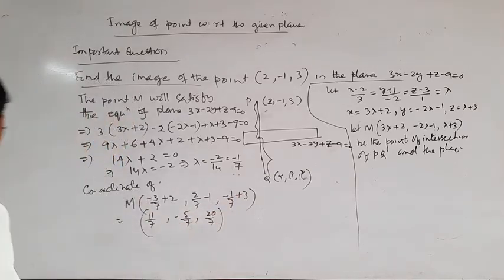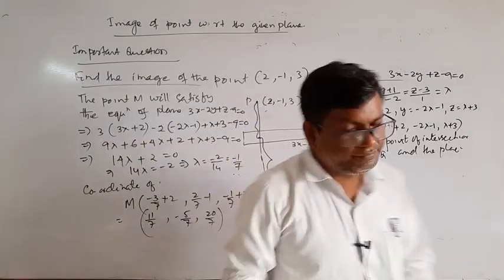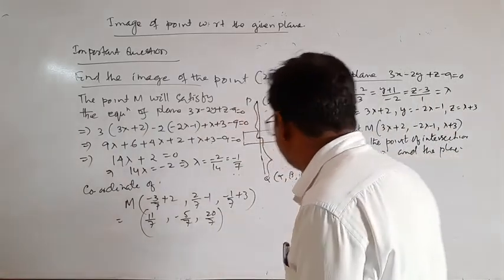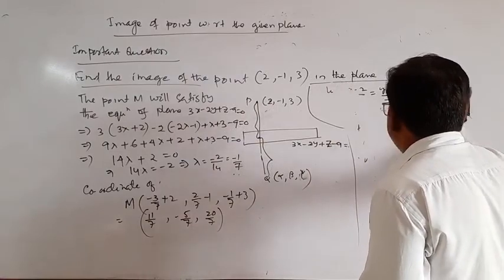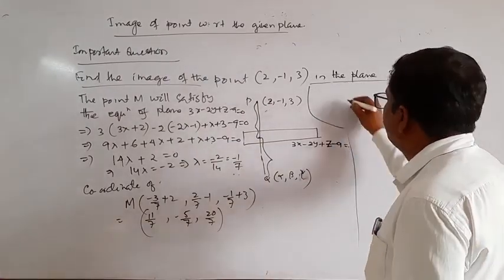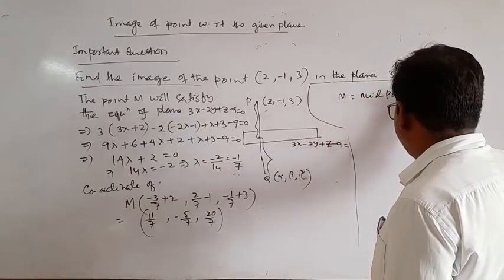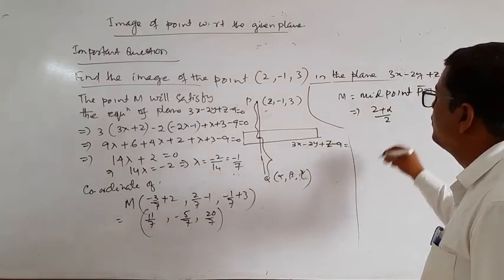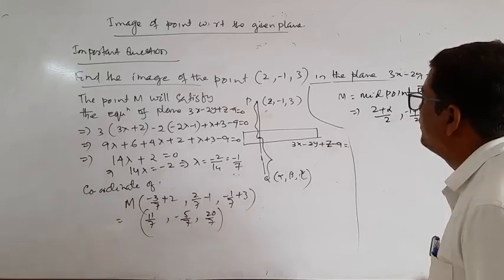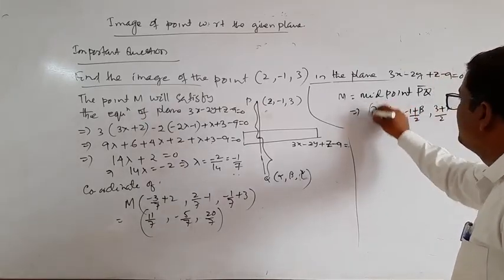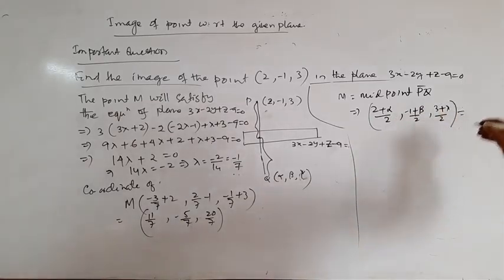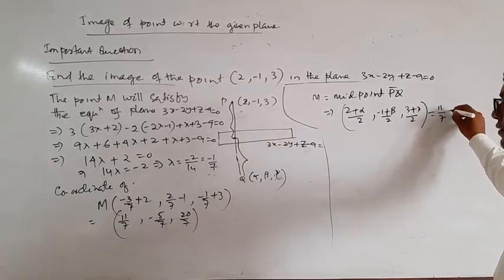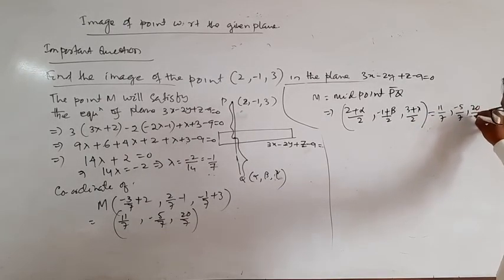Now M is the midpoint of the line PQ. So the midpoint of PQ means (2 plus alpha)/2, (minus 1 plus beta)/2, and (3 plus gamma)/2 is equal to this point, 11 by 7, minus 5 by 7, 20 by 7.